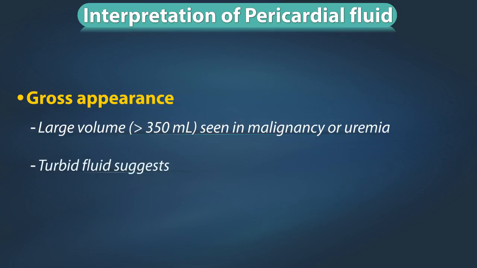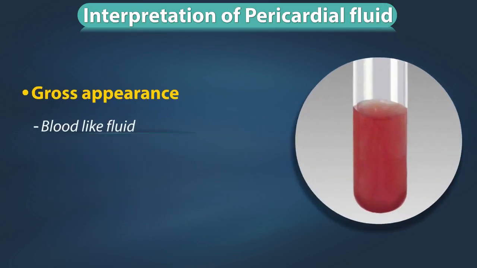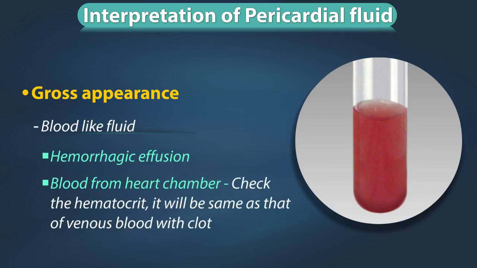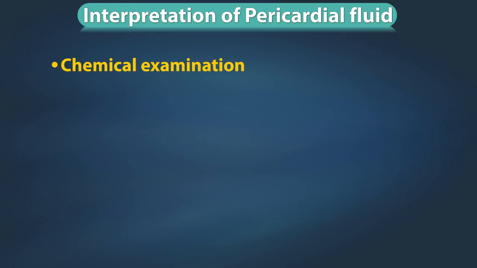Turbid fluid suggests infection or malignancy. Blood-like fluid indicates either a hemorrhagic effusion or blood from the heart chamber. Check the hematocrit: it will be the same as that of venous blood and will clot in case of blood from the heart chamber. Chemical examination. Protein levels have very little use.